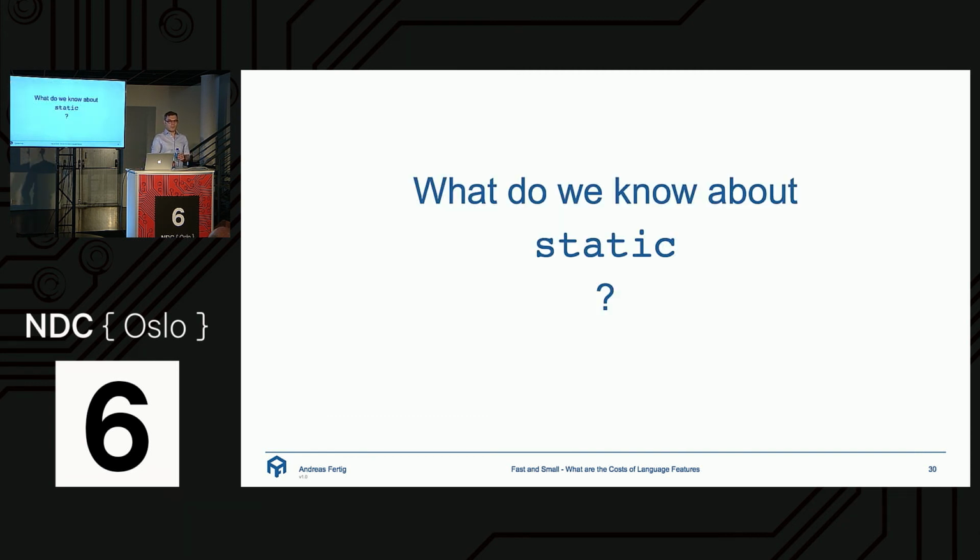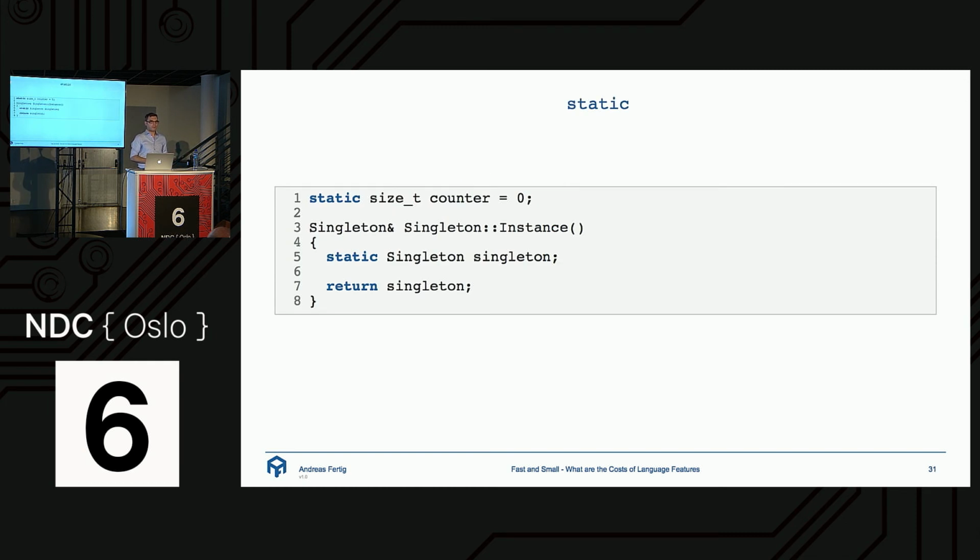Let's come to a more well-known feature. What do we know about static? We have that for a long time. But what do we know about it? There are simple things. There are roughly 4 application areas. A global variable can be marked as static. With that, the lifetime of the variable is extended to that of the program. Its scope is also reduced to the current compile unit.